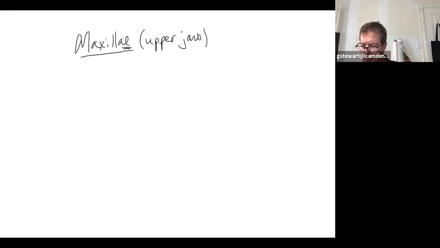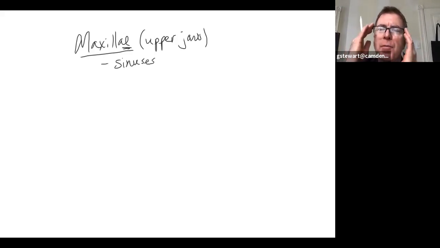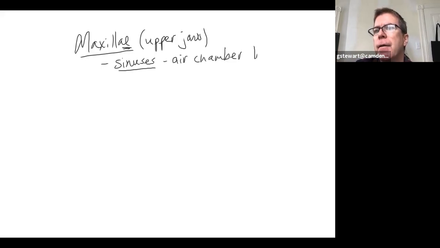So I'm looking at a quick list I made of maxilla features, and I'm just going to list the most important one. This bone also has paranasal sinuses in it. I haven't talked a lot about sinuses yet. I will right now, just in case I don't get to it. A sinus is an air cavity, an air chamber that's lined with mucosal tissue. That means fluid secreting mucus.